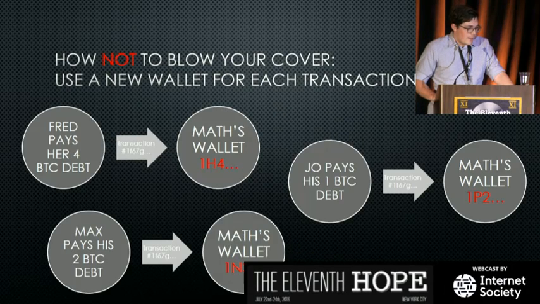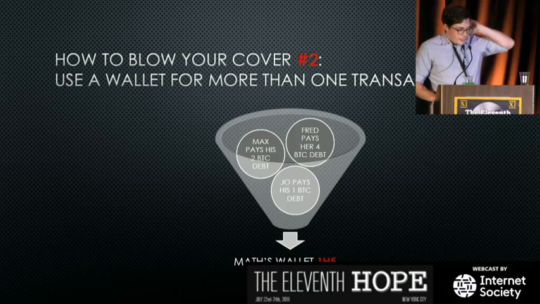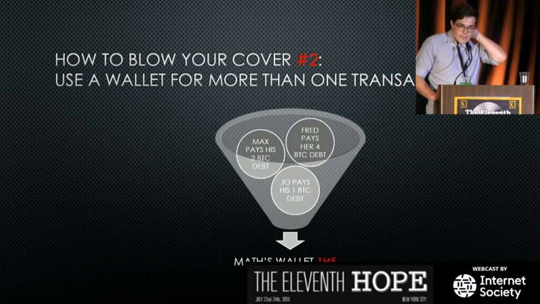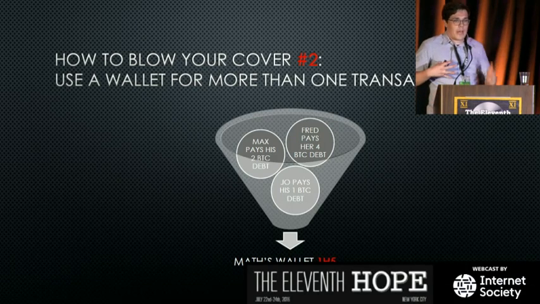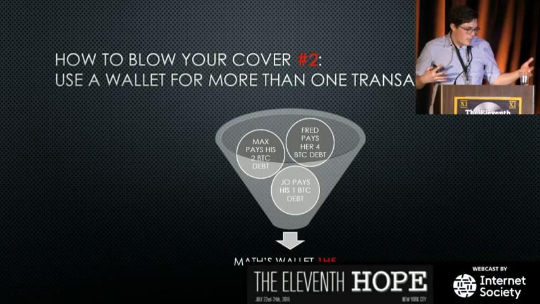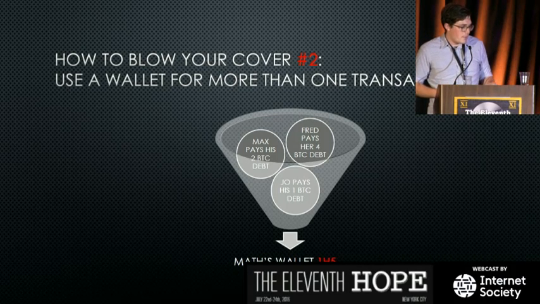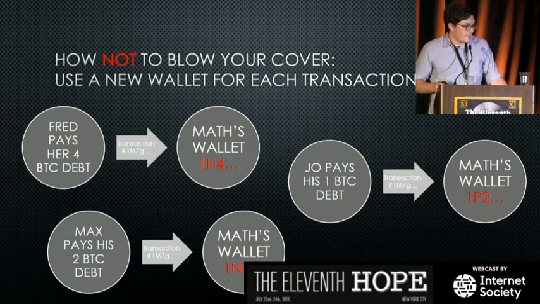And when I reuse the money I just received, I will also taint it with multiple addresses, and you will be able to correlate all those addresses into a single node. What you should have done is this. This is how not to blow your cover.